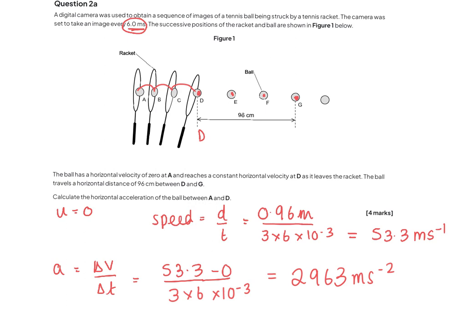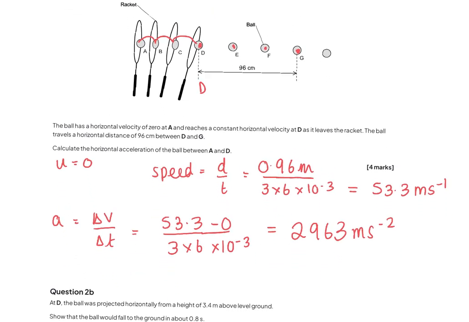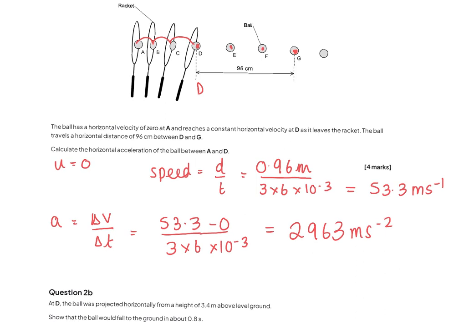And if we're going to put this to a sensible number of significant figures, we could do that to 2 significant figures, which would be 3,000 meters per second squared.